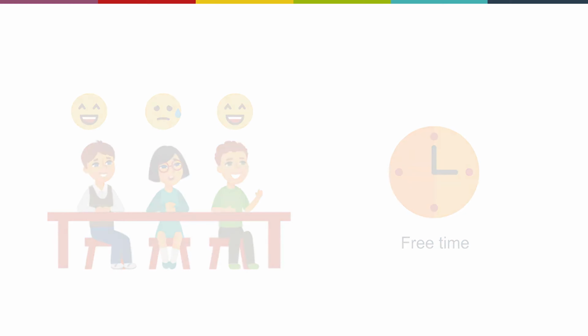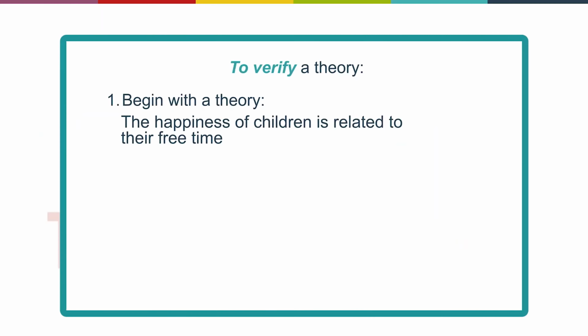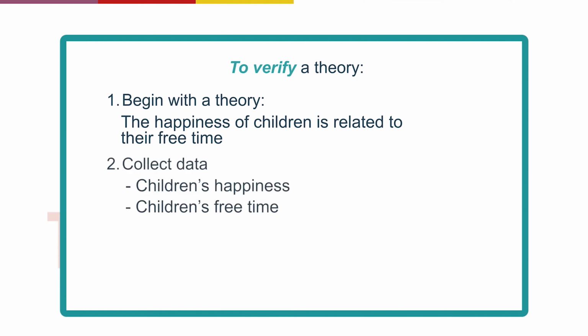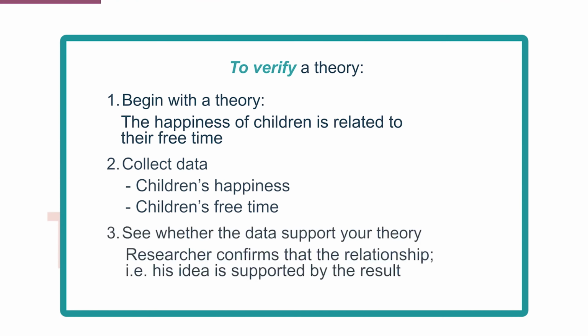From this example, we can see that the researcher begins with an idea that the happiness of children is related to their free time. To verify this idea, the researcher chooses to collect data on the children's happiness and their free time, but nothing else. Finally, the researcher confirms that the relationship, that is his idea at the beginning, is supported by the result.